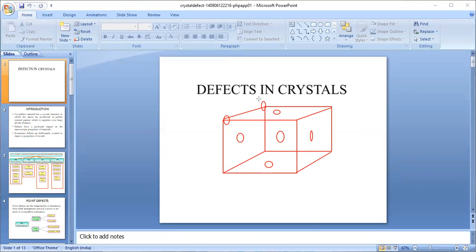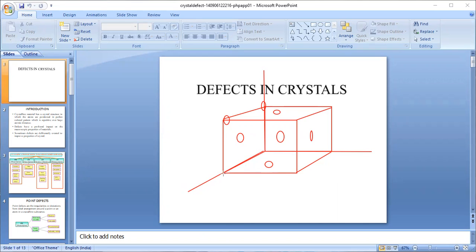Here you can see this is just a simple unit cell. This line we will treat as the x-axis, and this line as the y-axis. Sorry, this line we will treat as the z-axis, and this one will be the y-axis.